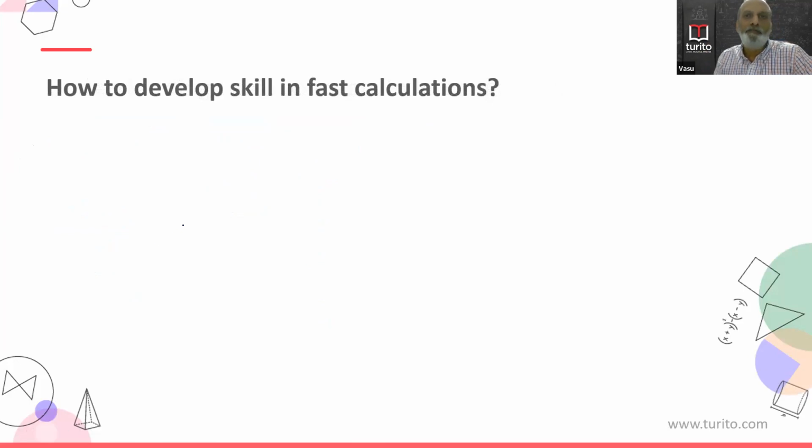Now, how to develop skill in fast calculations. As we have concentrated on the concepts in basic grades, right from the lower grade to the higher grade, now, in the lower grades, you must have speed drills in addition, subtraction, multiplication, division, and consolidate all these in one, and even have multiplication tables. If you know up till 30, it is very good.